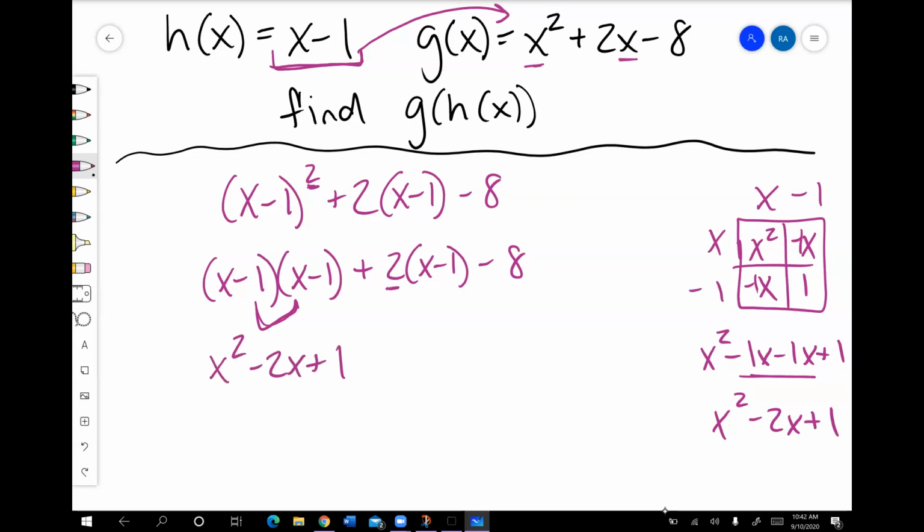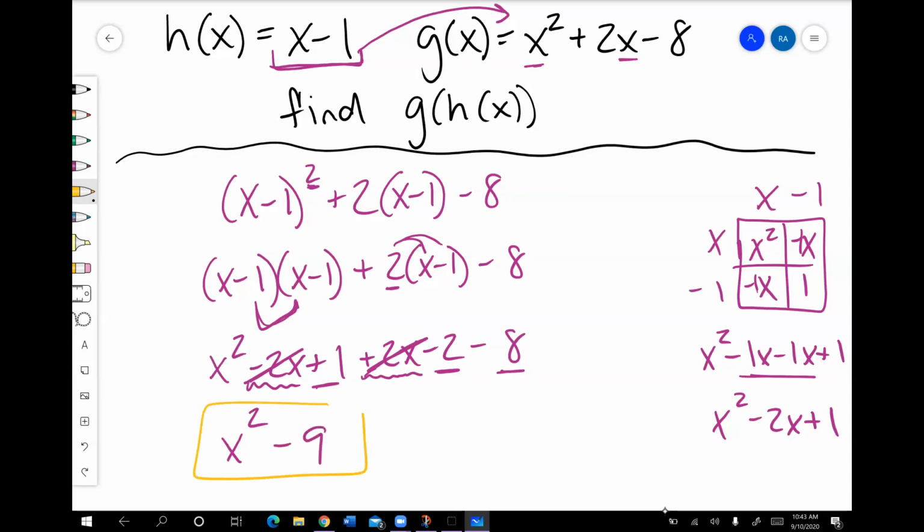What can I do with this 2? I can distribute it. Then I'll get 2x minus 2 minus 8. Now clean it up. There's no other x squared, so I drop it down. That's a positive 2x and that's a negative 2x and a positive 2x. What happens with those 2 x's? A negative 2x plus a positive 2x, they cancel out. So then I just have 1 minus 2 minus 8. So 1 minus 2 minus 8 is going to give you negative 9. And I just have x squared minus 9 is your final answer.